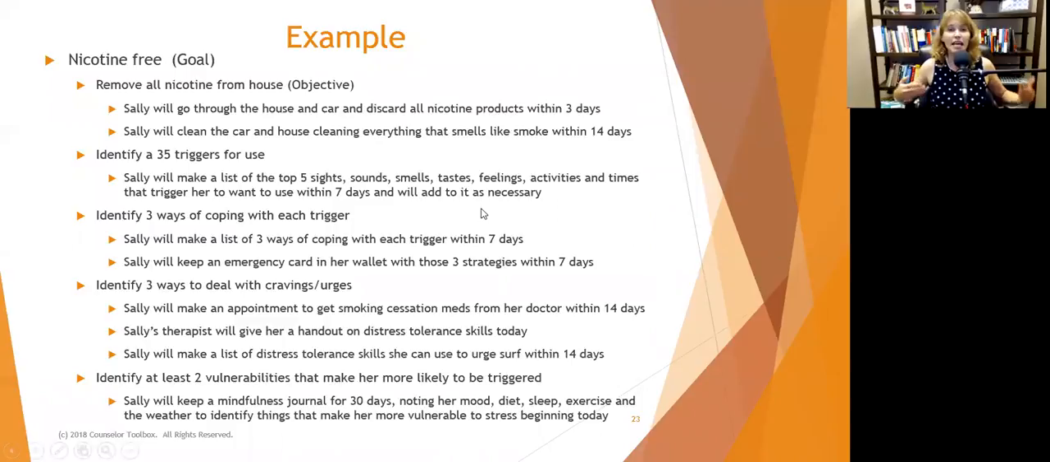So those are some other examples of how to use a goal, objectives, which are steps towards the goal, and interventions, which are things that you are going to do in order to achieve those objectives and ultimately the goal. Interventions and methods generally answer the question how, who, when, and how much. They don't answer what as much. The objective says what I'm going to do. The interventions say how I'm going to do it, who's going to do it, and when it's going to be done.